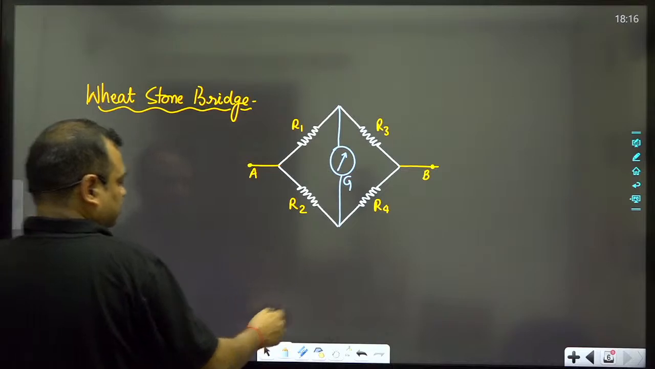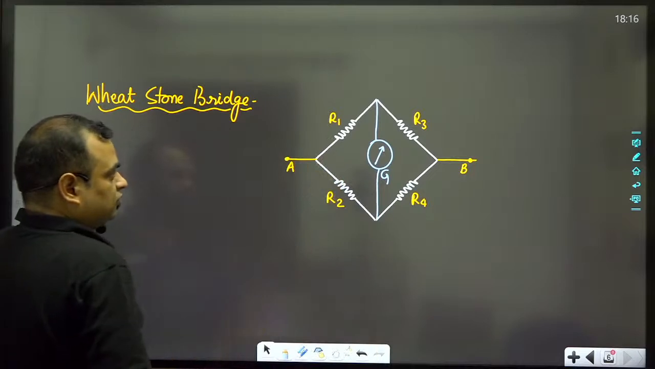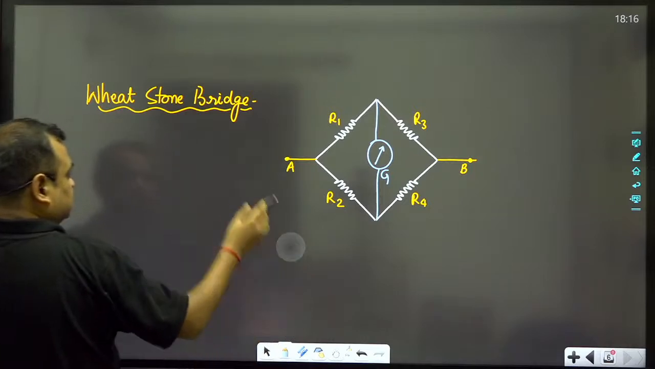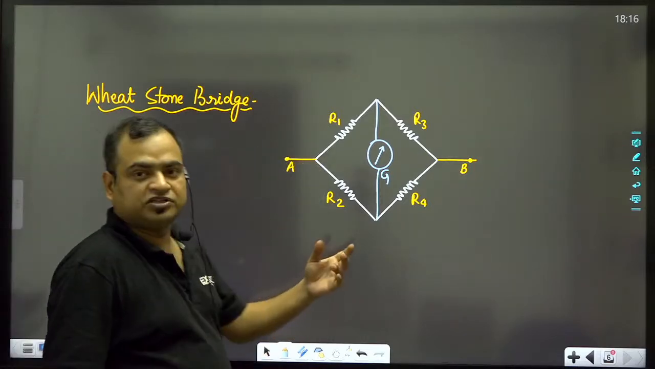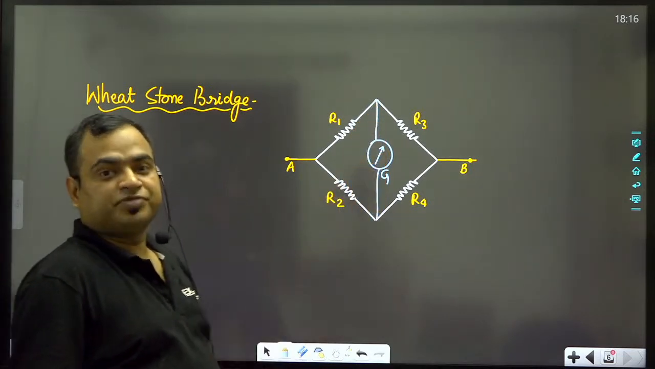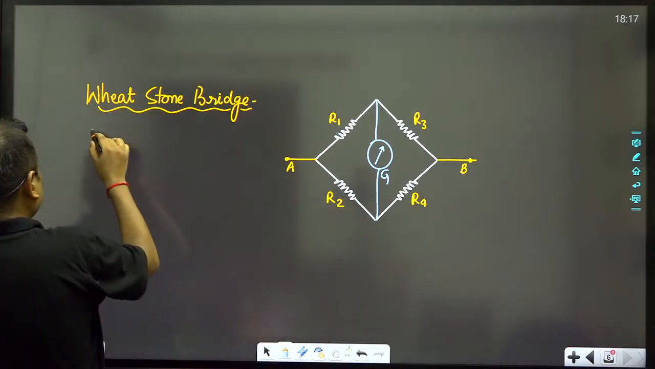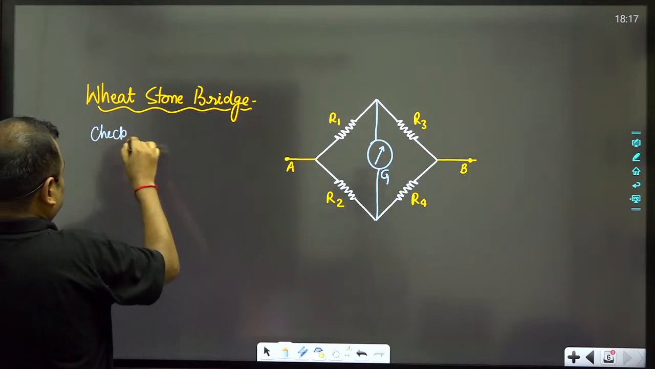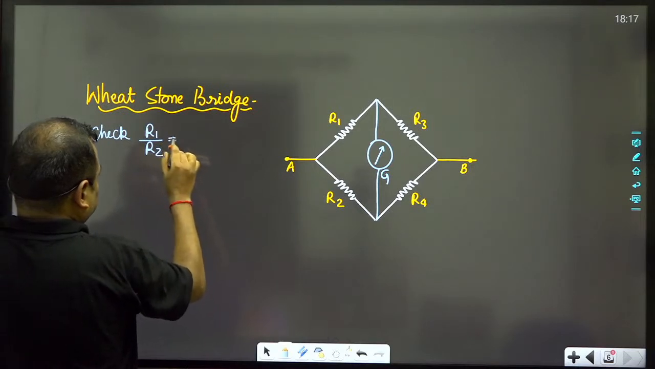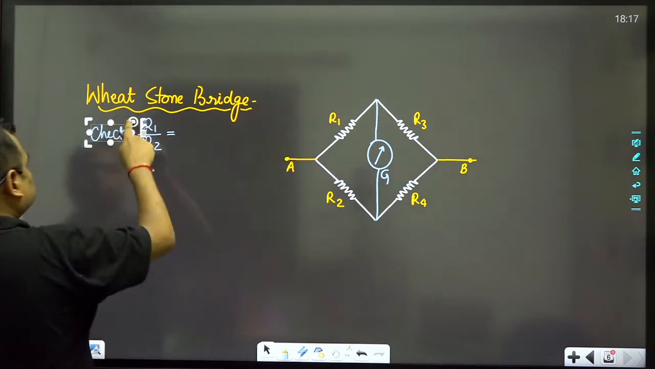Guys, here we can see R1 and R2. This kind of arrangement is known as a Wheatstone bridge. The galvanometer is just like a bridge, and that's why this arrangement is known as a Wheatstone bridge. First of all, check R1 by R2.